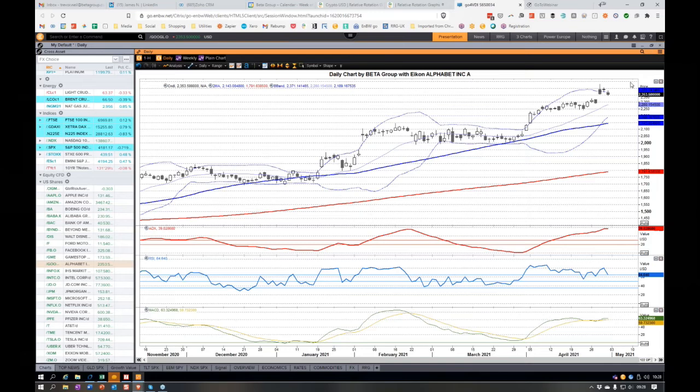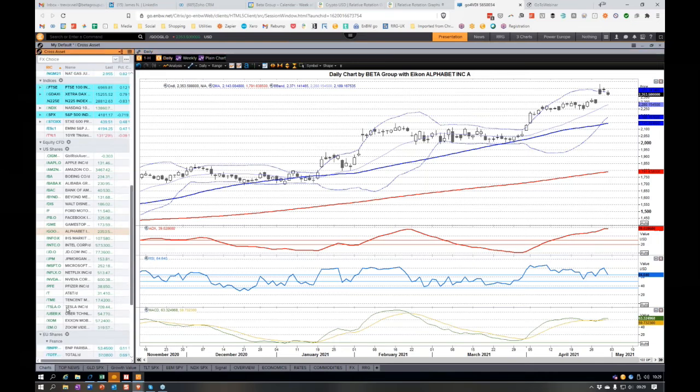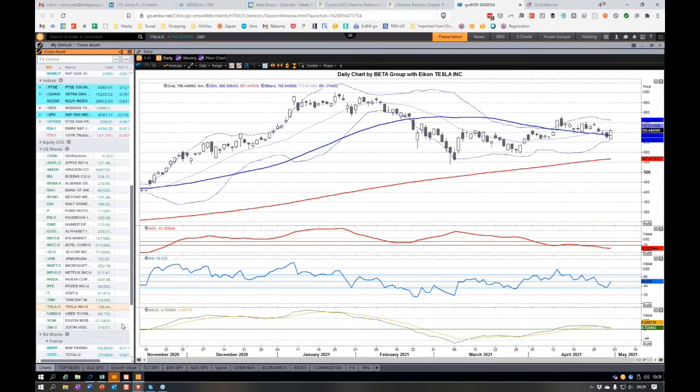Okay, so Alphabet on the weekly chart. This is strong. Higher lows. MACD is fantastic. The RSI is making a new high here, and the daily chart's also looking fantastic, even leaving a gap there.